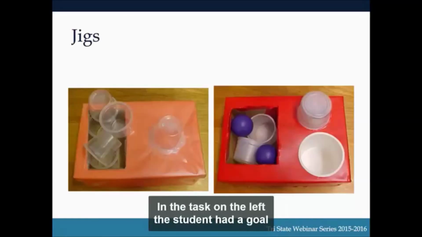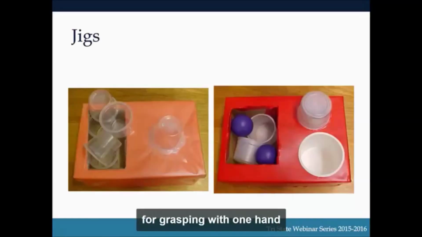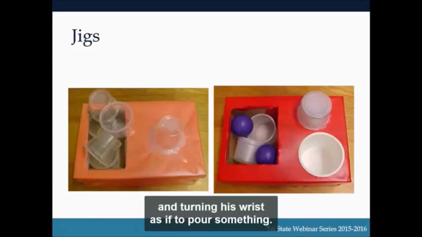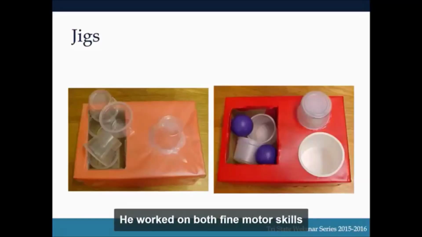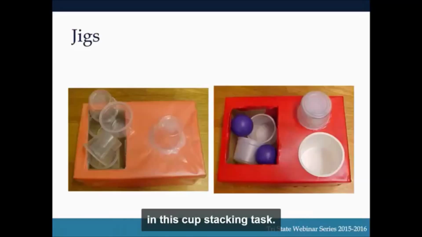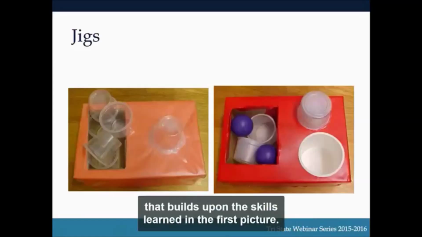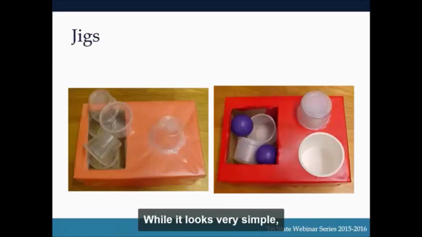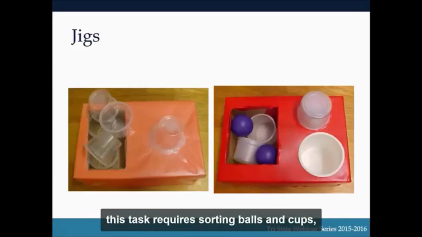In the task on the left, the student had a goal for grasping with one hand and turning his wrist as if to pour something. He worked on both fine motor skills in this cup stacking task. The second photo is a sorting task that builds upon the skills learned in the first picture. While it looks very simple, this task requires sorting balls and cups, putting balls in a container, and stacking cups one on top of the other.